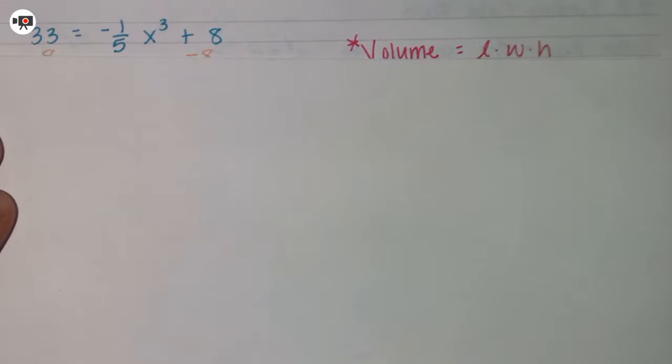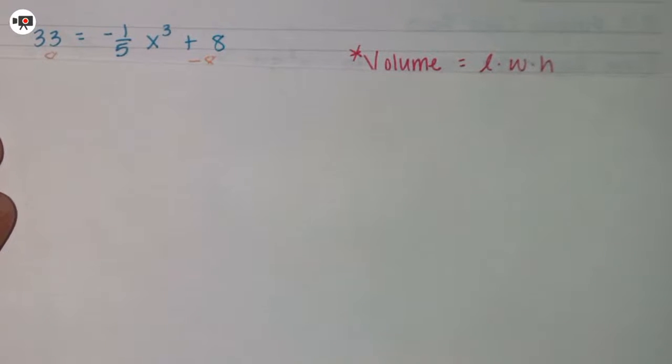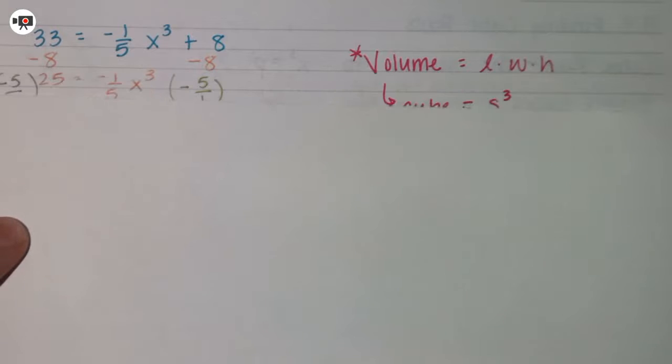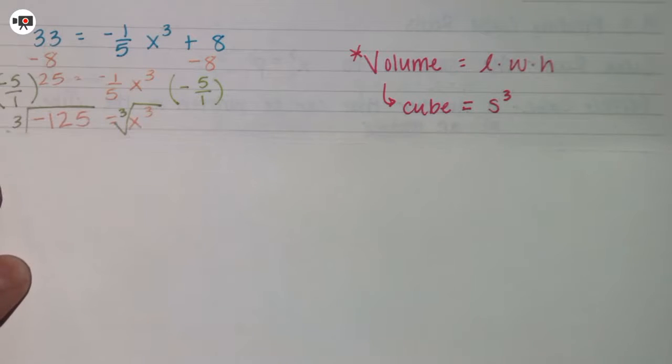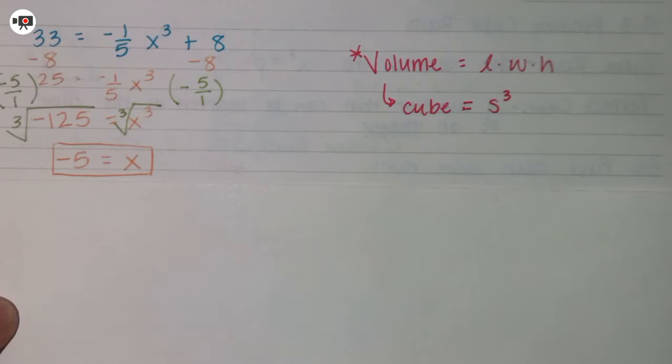Negative 33 equals negative 1/5 x to the third plus 8. I'm going to subtract 8 on each side. And negative 25 equals negative 1/5 x to the third. To divide by negative 1/5, multiply by negative 5. So then I get 125 equals x to the third, and then cube root each side, and you end up with x equals 5.